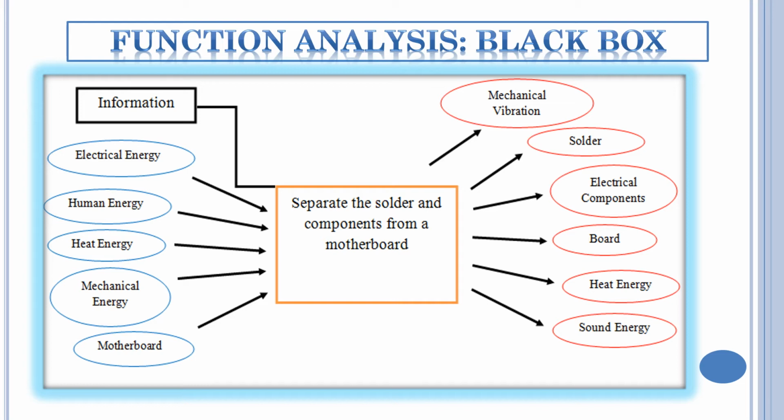Lastly, we will obviously have outputs. We have the desired outputs, or the products we actually want, which are the separated solder, the electrical components, and the boards. We will have byproducts, energies that are dissipated in other forms, which are heat, sound, and mechanical vibrations. And I know it's not shown in this diagram, but we can also have an information output, which, for example, could count the amount of boards passed, or the electrical components, or the volume of solder.